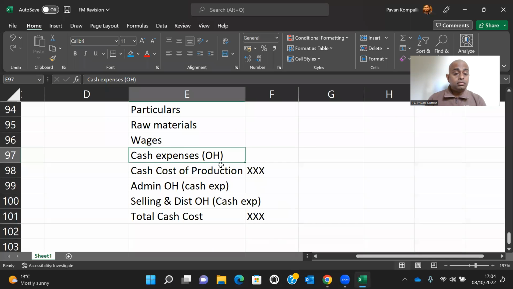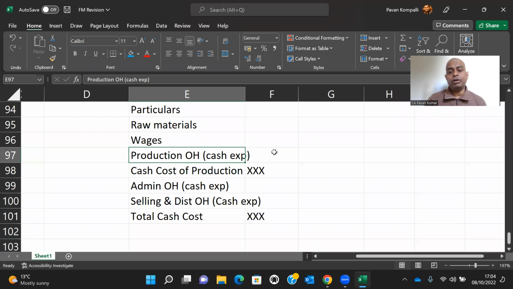So these are production overheads, cash expenses. From all the overheads, eliminate depreciation. Can there be depreciation in production overheads? Yes. In admin overheads? Yes. In selling and distribution overheads? Yes. Maybe in FM this kind of problem will not come, but in costing it can come.